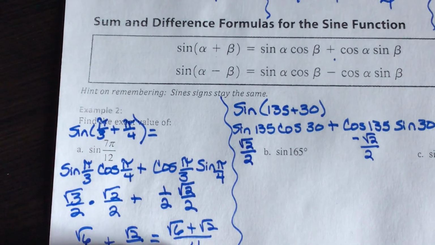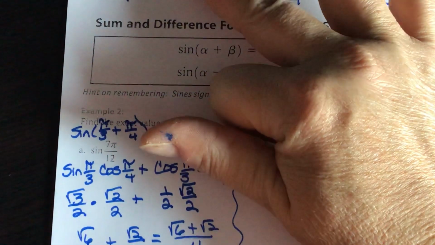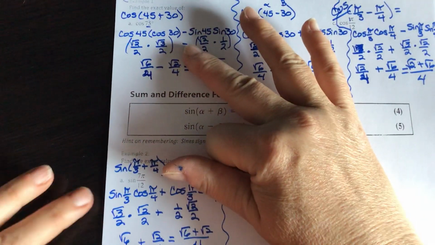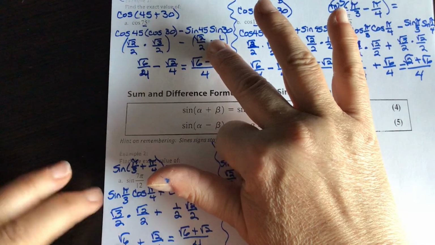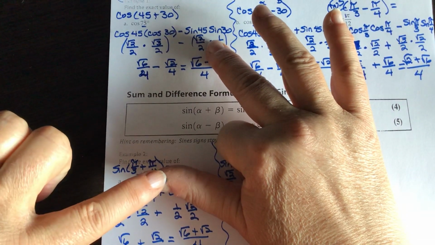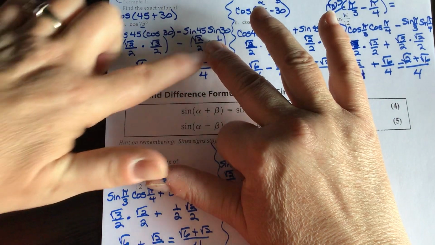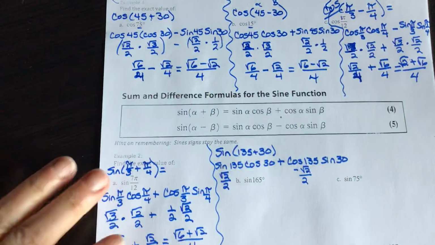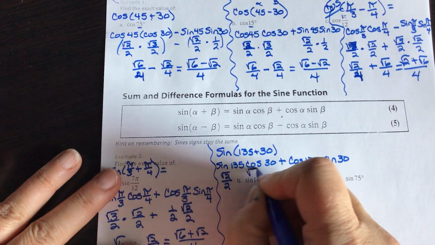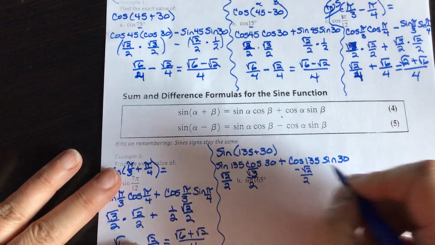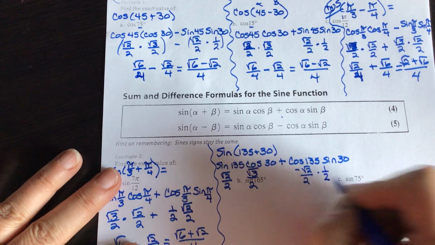Now cosine of 30, here's my 30-degree angle. Let's zoom back out here. For the 30-degree angle, sine is 1/2 and cosine is the square root of 3 over 2.